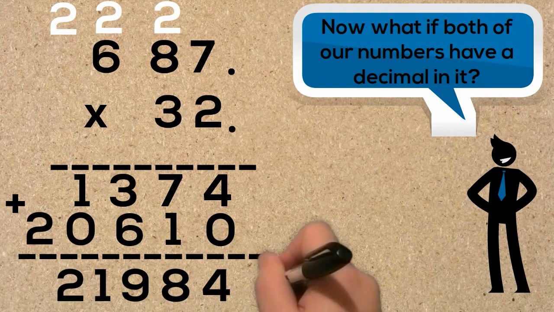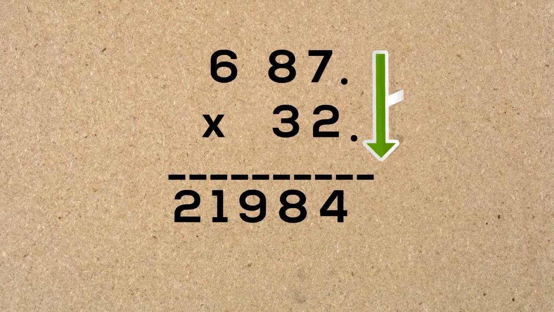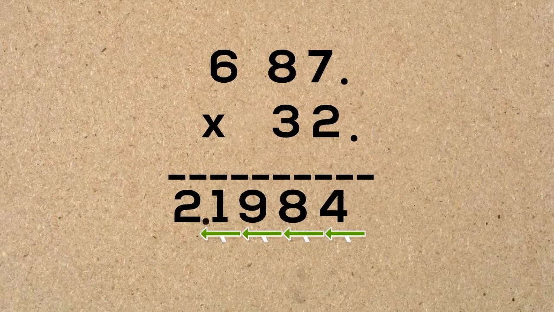Now take a look at our answer. We now need to drop our decimal down and slide it to the left an equal number of times we originally moved the decimal. So in this case, 4 times.